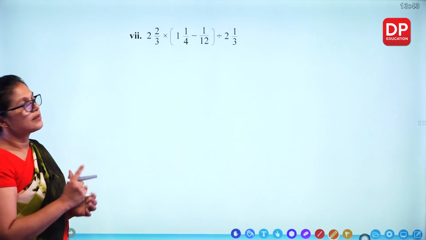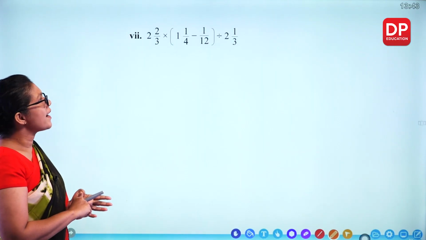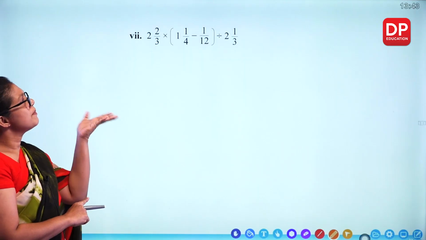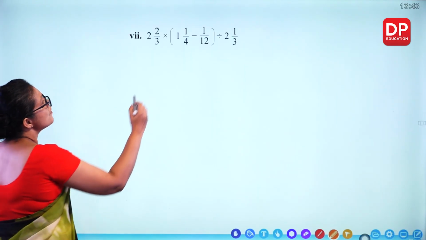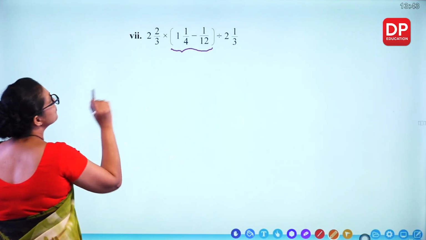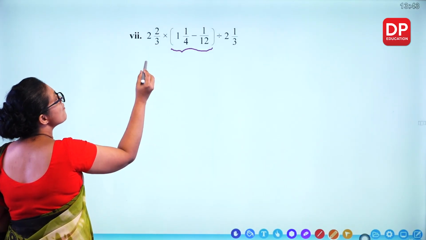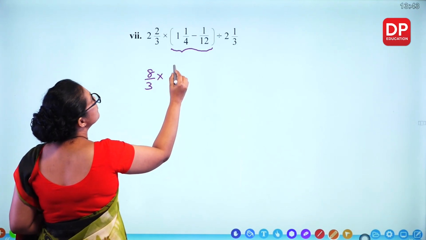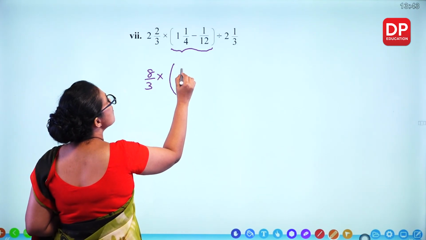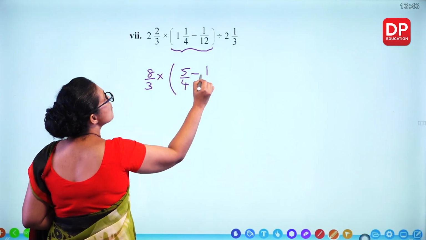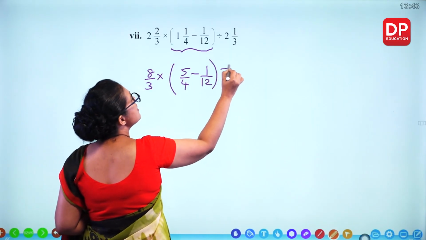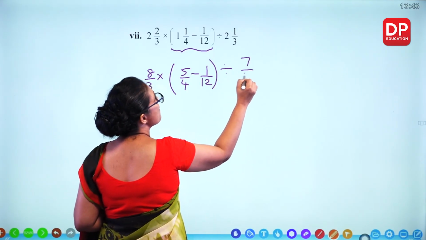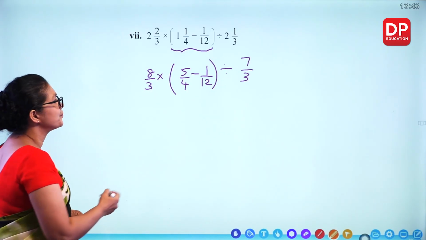This one. According to BODMAS, brackets, and then from left, either multiplication or division. So we'll do the brackets first. Convert this to improper fraction. 8 over 3. So this one, 5 over 4 minus 1 over 12. And then division, convert to improper fraction. 7 over 3. Now what do you do?